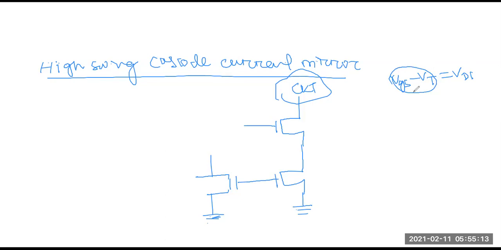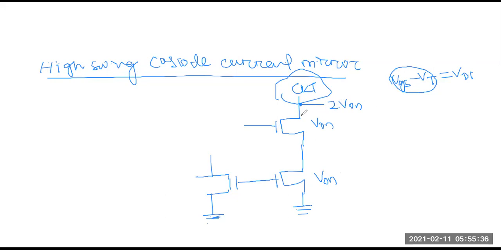Numerically that value is around 200 millivolt. So this is V on to make it saturation. This is also V on. So total 2 V on. So this is the minimum voltage required. You cannot go below that. Okay. So this is the minimum voltage.